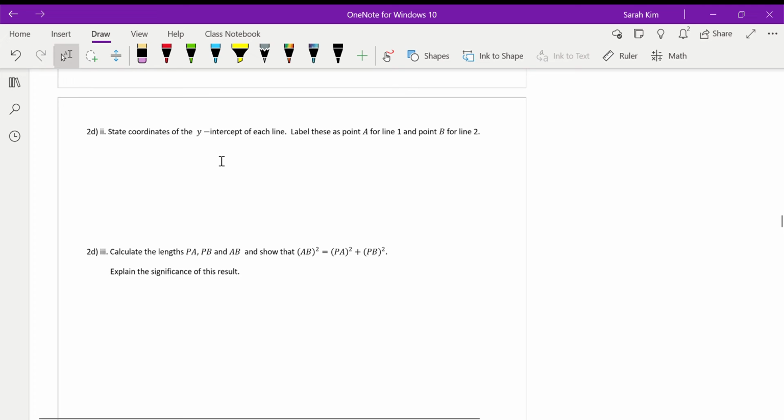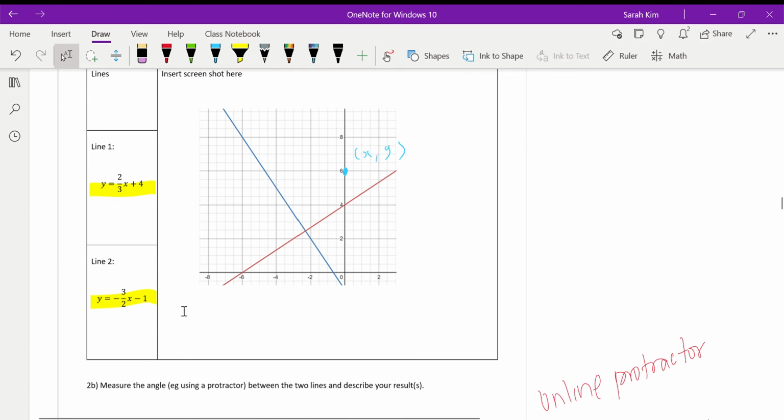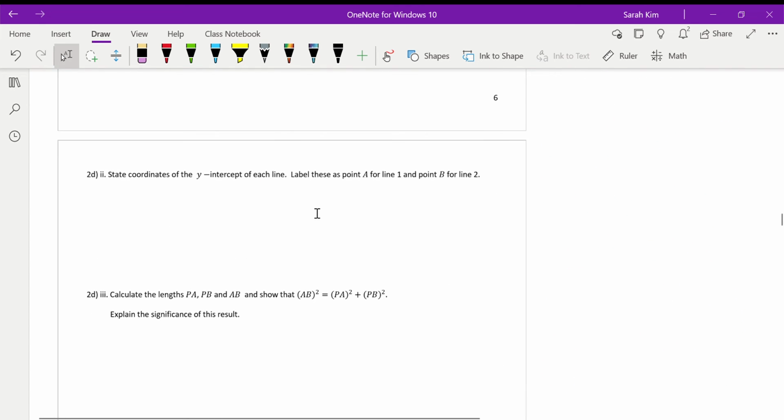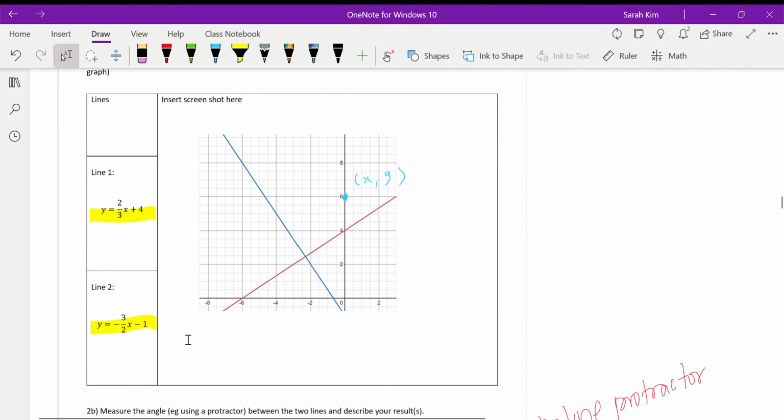State the coordinates of the y-intercept of each line. So have a look. Which one's the slope, which one's the y-intercept? These numbers represent something. So what is the y-intercept of each line? You need to label these points as A for line 1 and B for line 2. So be careful. A is for line 1, B is for line 2. Okay, so you need to write the coordinates of the two y-intercepts. You can either look at the graph to figure it out or look at the equation. You should be able to do it.